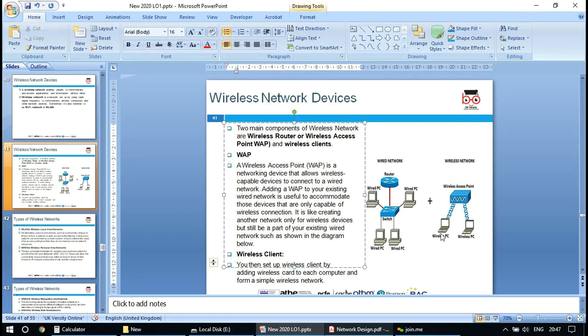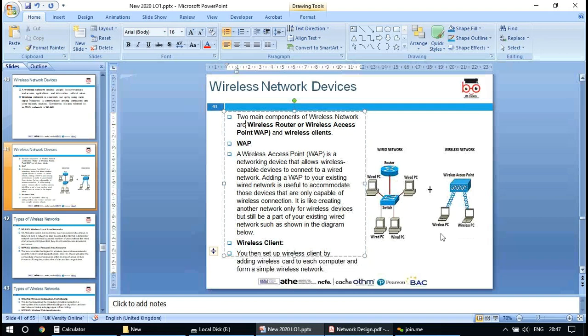So that's about the wireless network, and over the wireless network, two main components are important. The two main components are the wireless access point, and the other one is a client. And for the client, you need a network adapter, always a wireless network adapter.